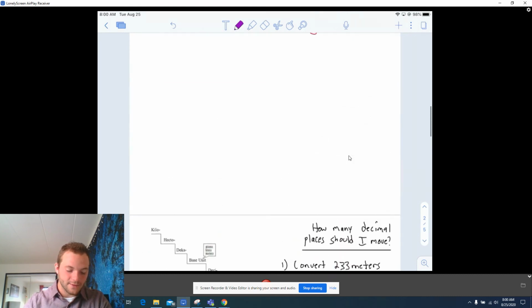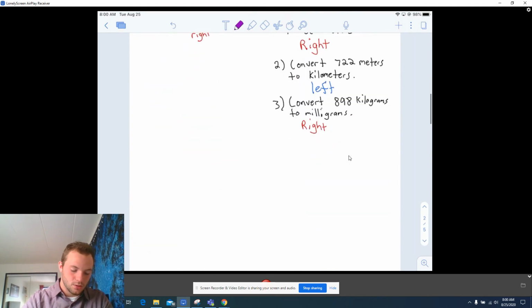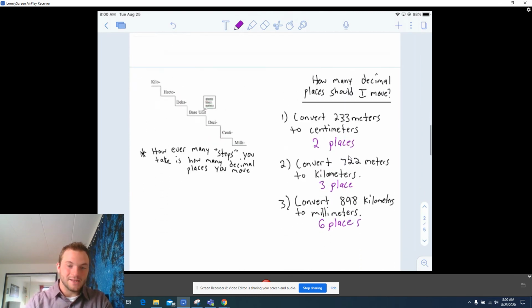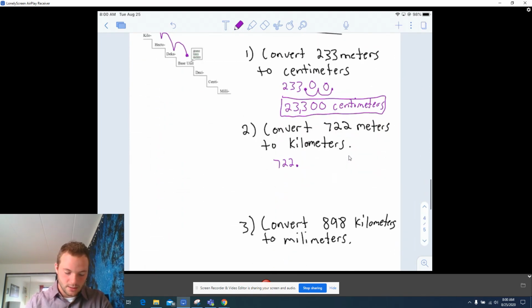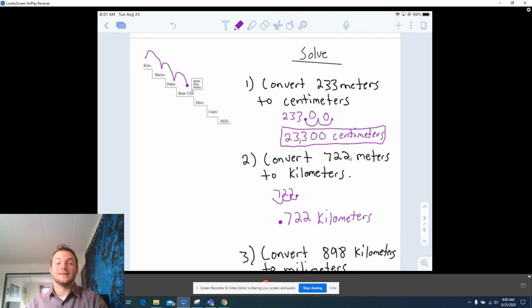Remember, the right or left is taken care of by if you're going up or down, and how many steps tells you the decimal places. So here I have 3 decimal places to the left. So I'm going to go 1, 2, 3. So the decimal is going to go before. We have 0.722 kilometers in 722 meters.